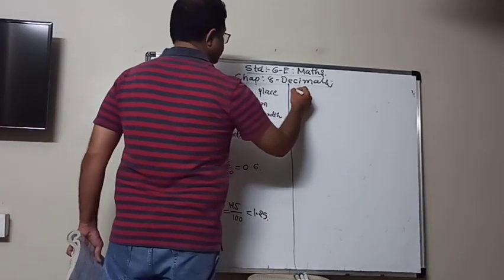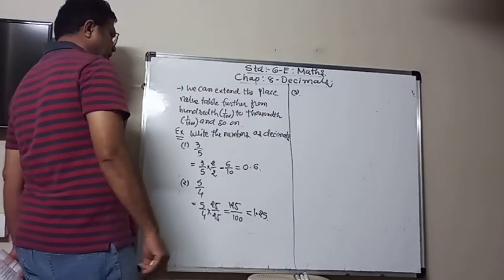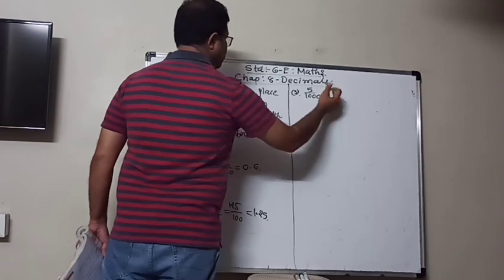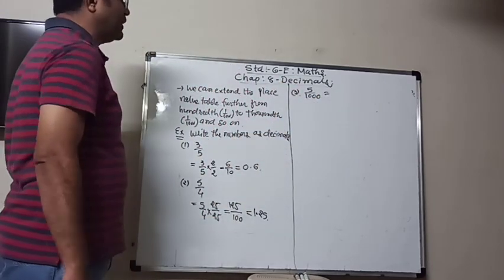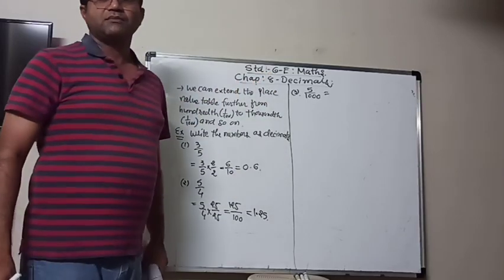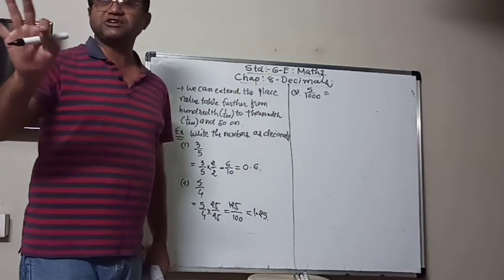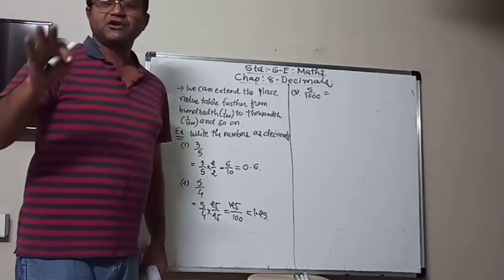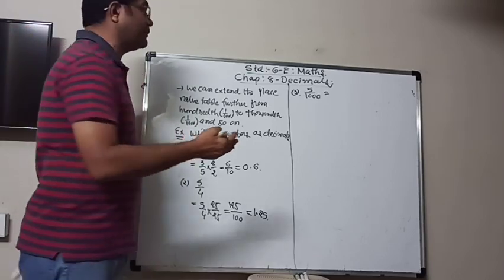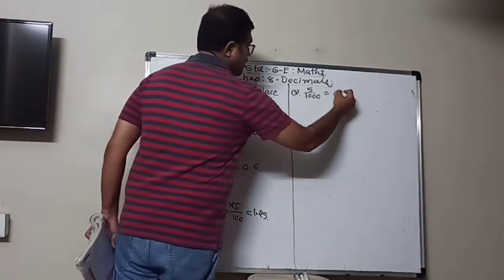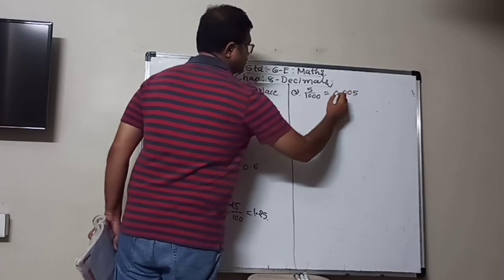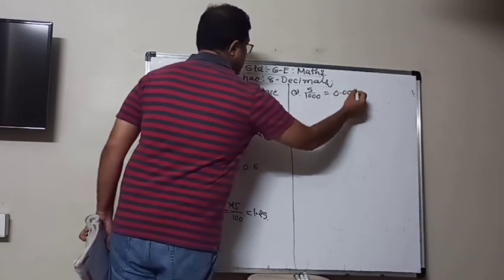Let's take another one, 5 upon 1000. Now when it is 5 upon 1000, it is very simple. But remember, don't write 0.5, because 1000 means 3 zeros. When there are 3 zeros, you must have 3 digits after the decimal point. We have only 5, so we have to put two other zeros. So we write 0.005.